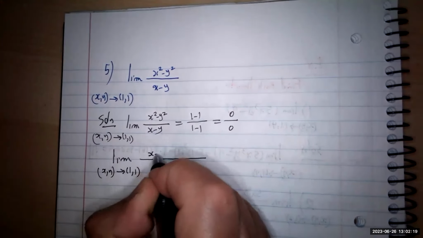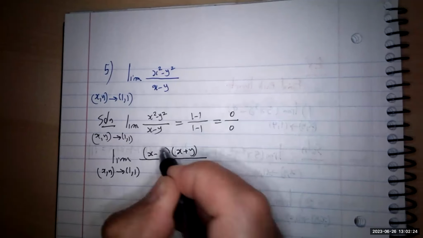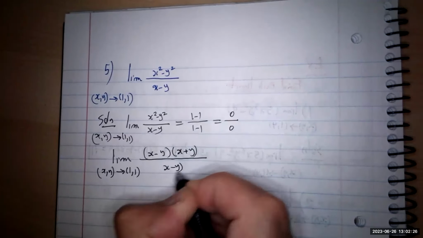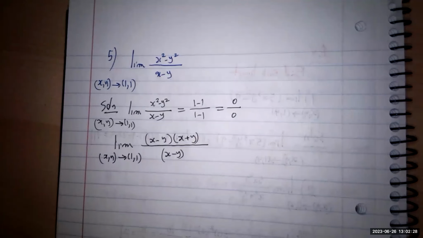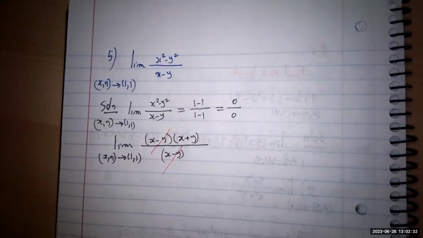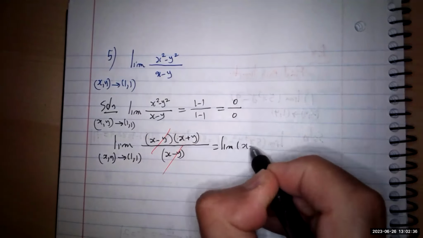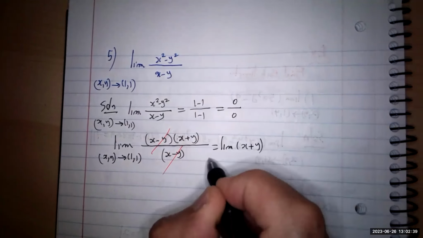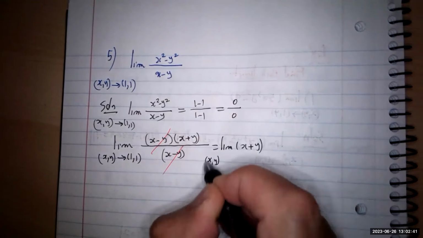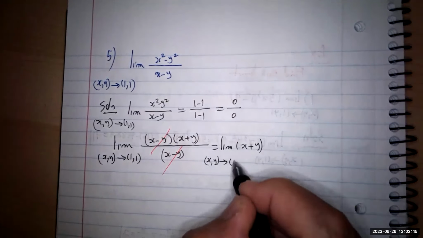So we rewrite it, you see, limit of x comma y goes to 1, 1. So the top would be x minus y times x plus y. And the bottom one would be x minus y, you see. Now we eliminate the common factor. So the leftover is going to be the limit of x plus y. And it's going to be the case when x, y goes to 1, 1. Any question?